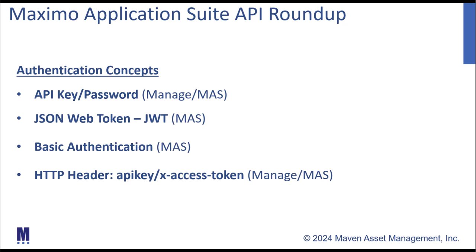Before we dive too deep into our API roundup, I did want to cover a few authentication concepts and terms because they're important for connecting through these three APIs. The first topic is obtaining an API key or password. And then we're going to talk about JSON web tokens. We're then going to hit on basic authentication and then cover just HTTP headers for API key and X-access token for the Manage and MAS APIs.